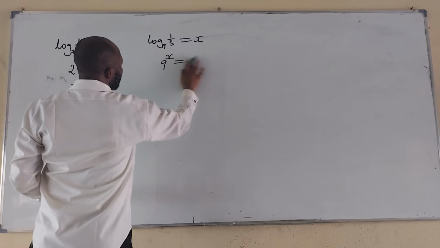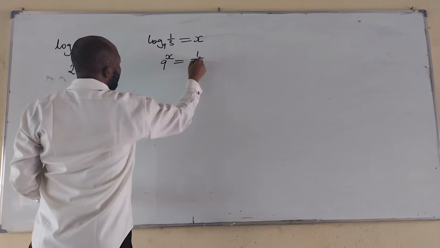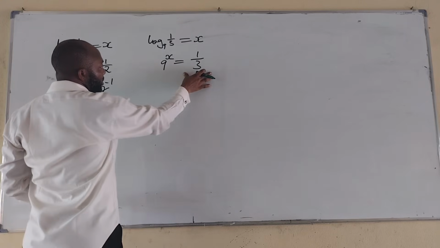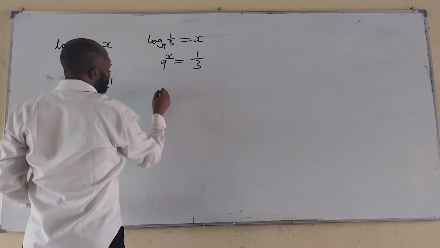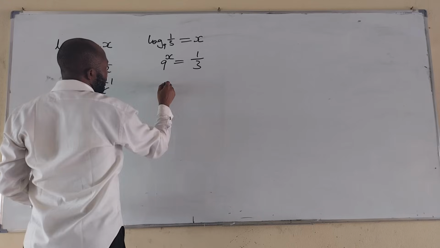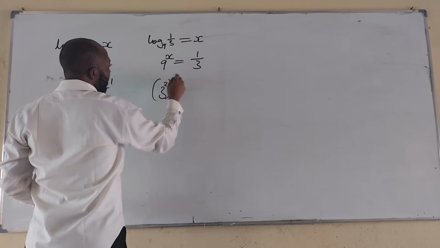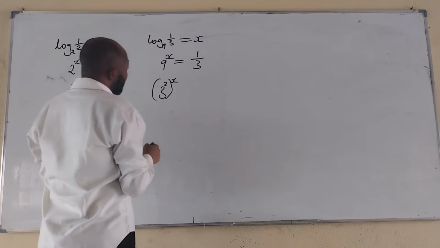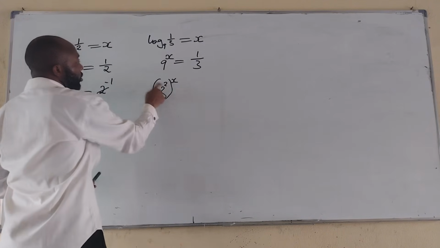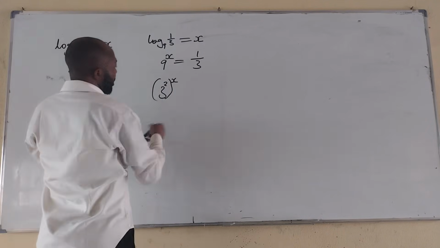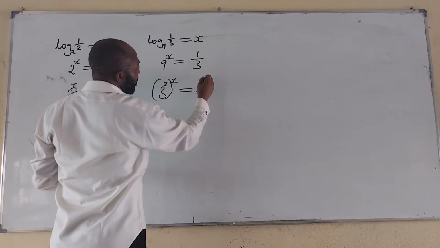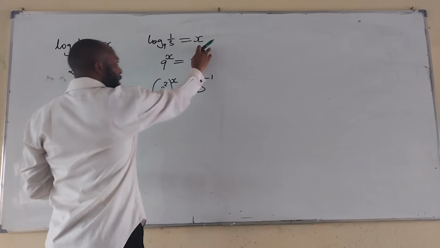Okay, let me not expatiate now. I want to have the same common base, so I will write 9 as 3 raised to the power 2, now raised to the power x. By the power law of indices, when a number is raised to a certain power, which is again raised to another power, I can multiply them out. Negative index comes again: 1 over 3 becomes 3 raised to the power minus 1.